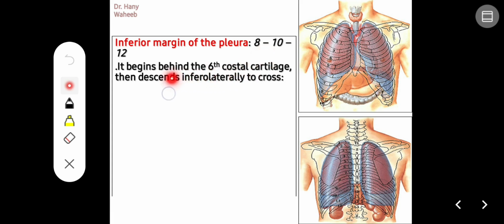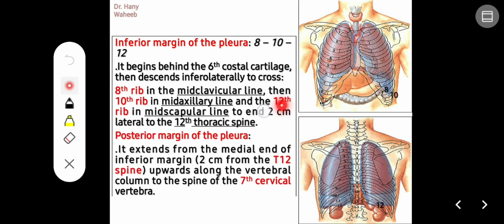So the inferior margin of the pleura begins at the 6th costal cartilage at the end of the anterior margin of the pleura, then descends infralaterally to cross the 8th rib in the mid-clavicular line. Then it crosses the 10th rib in the mid-axillary line, then the 12th rib in the mid-scapular line posteriorly, to end 2 centimeters lateral to the 12th thoracic spine.